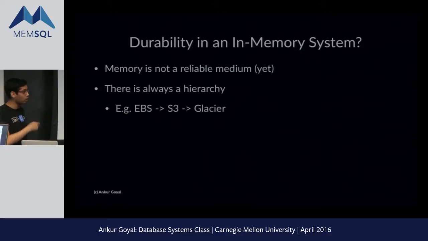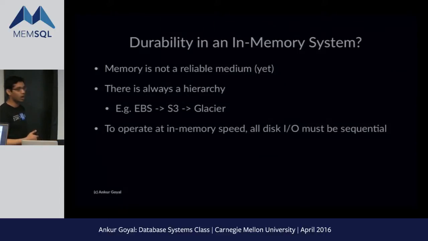And users still want to take advantage of this hierarchy. So they'll still say, I want hotter data here, colder data here, and extremely cold data here. So even in the world of having non-volatile RAM, we as database designers and database implementers can't ignore the fact that there is a storage hierarchy, and users do care about the storage hierarchy.